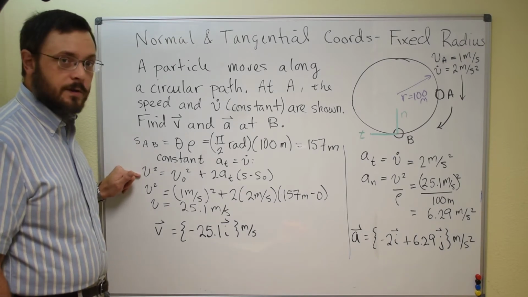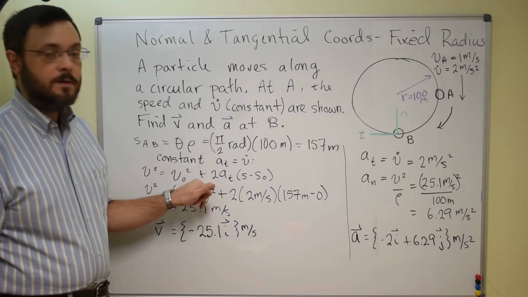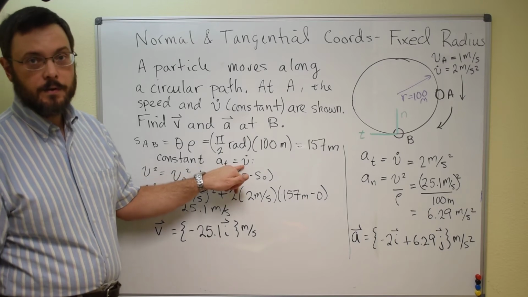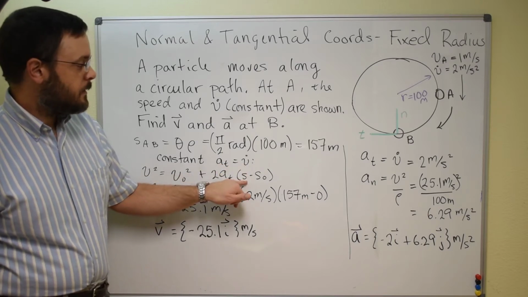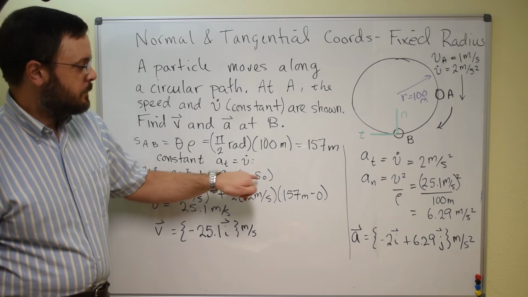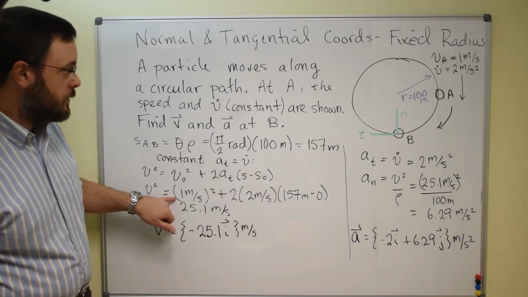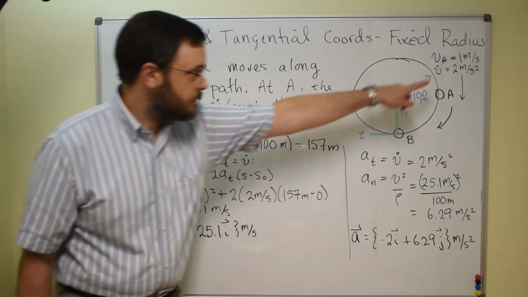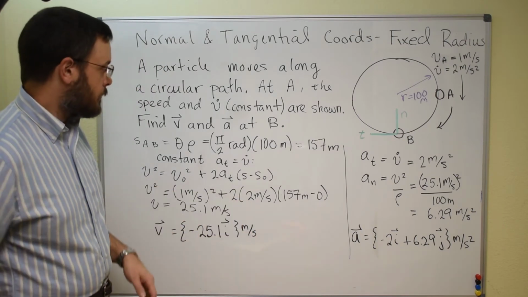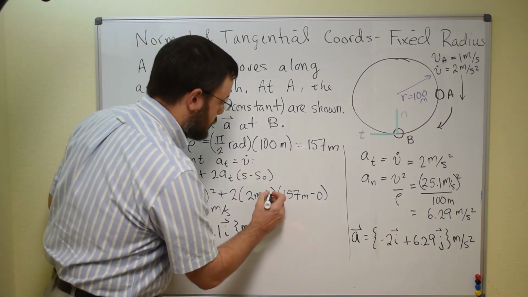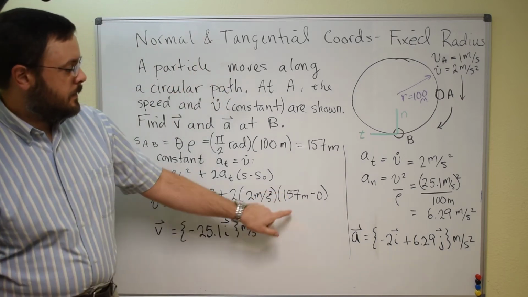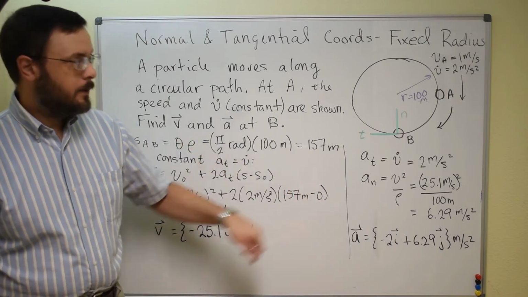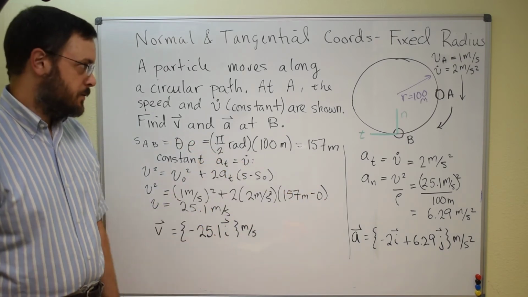Our integrated equation is v squared is equal to v naught squared plus 2 times the tangential acceleration times the change in position, and the tangential acceleration is just the v dot. So this will give us v squared is equal to the initial velocity, 1 meter per second, squared, plus 2 times the v dot, 2 meters per second squared, times the distance that it moves, which would be the 157 that we calculated here, and then there's not really any initial position relative to that.